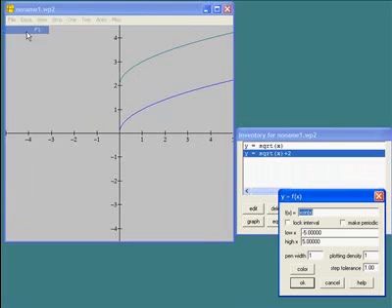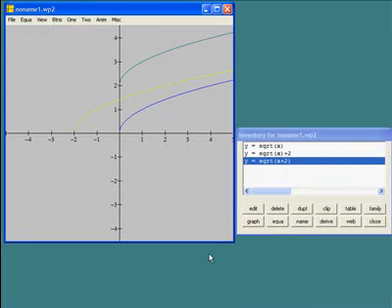What if we did y equals the square root of x plus 2 inside the parentheses? So we're first going to add 2 to x and then take the square root. This should shift it to the left 2 units from the original blue function, and it does.